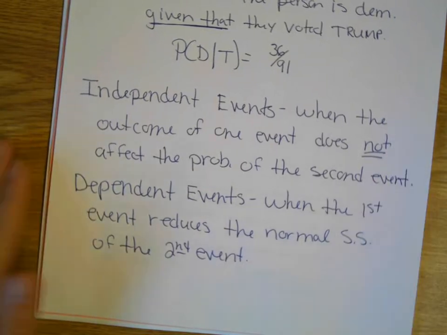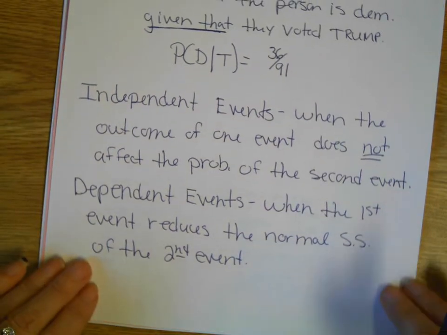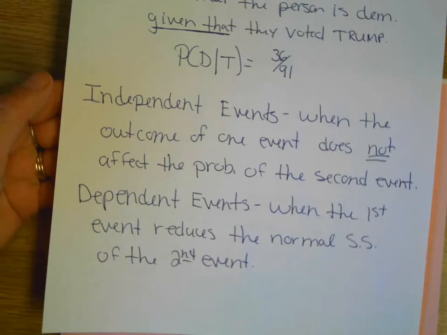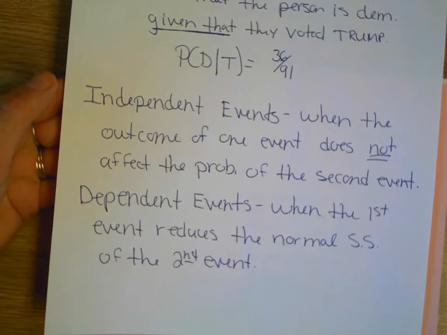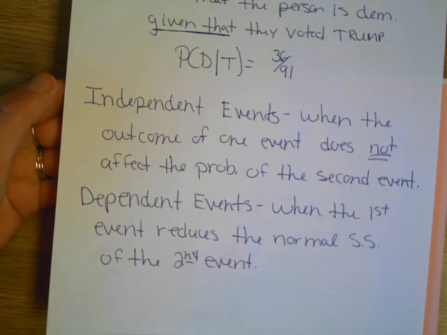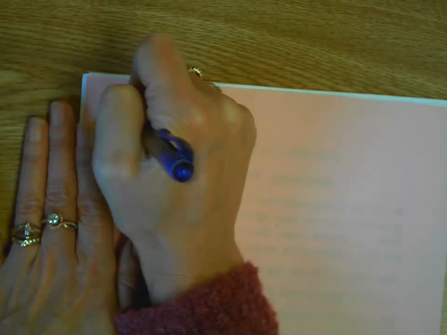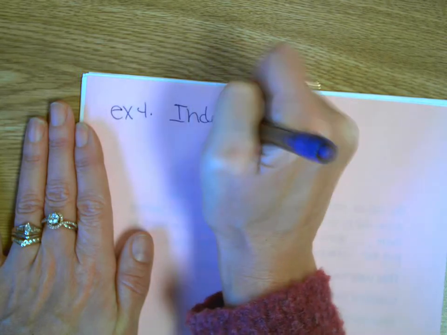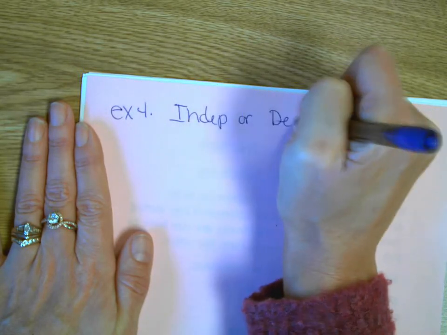So before we get into the probabilities, we want to talk about just if you can tell the difference between two events that are independent and dependent. Number 4. Tell me if the two events are independent or dependent.